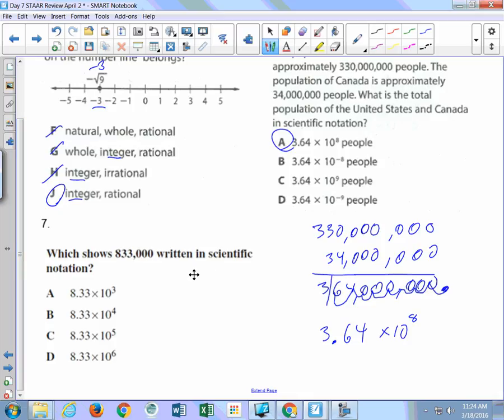Number 7, which shows 833 written in scientific notation. So we're going to take 833. Take our decimal place. We're going to move it to between the first and second number. So that's 1, 2, 3, 4, 5. So that is 8.33 times 10 to the 5th power, which is C.